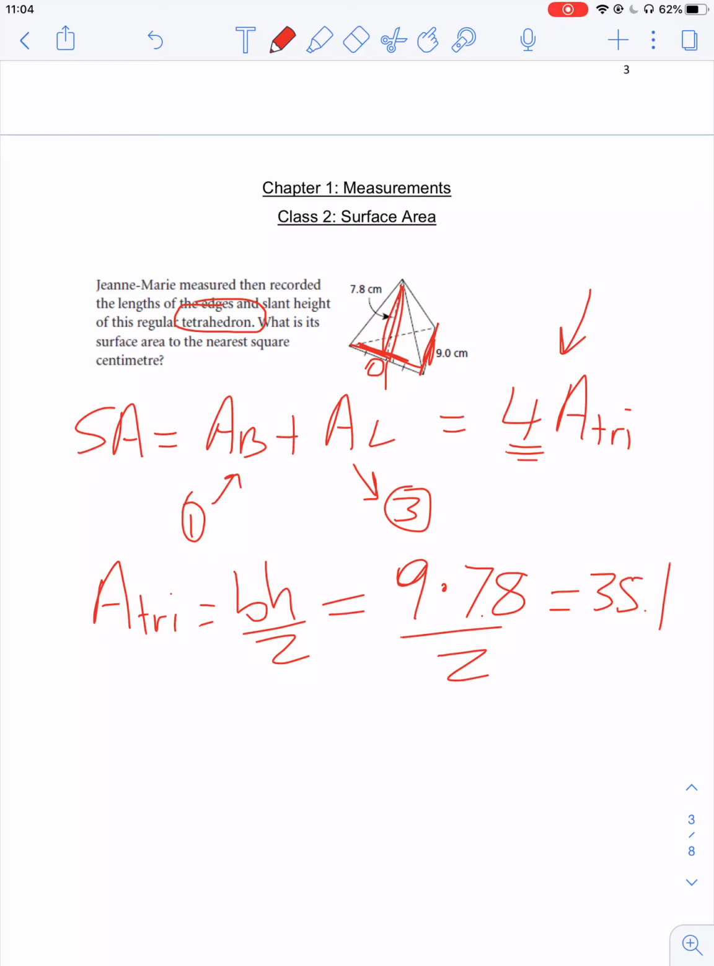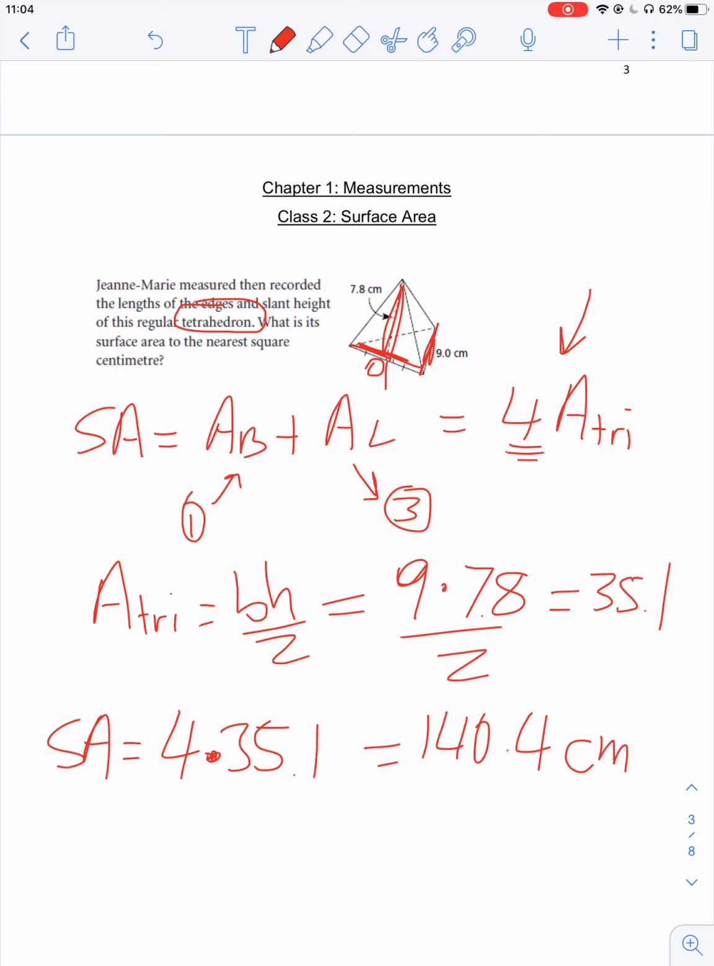Yeah, 35.1. Now the surface area is just equal to 4 times 35.1. So if I multiply 35.1 by 4, I'm going to get 140.4. Make sure you put your units, centimeter squared, because this is your final answer, okay?